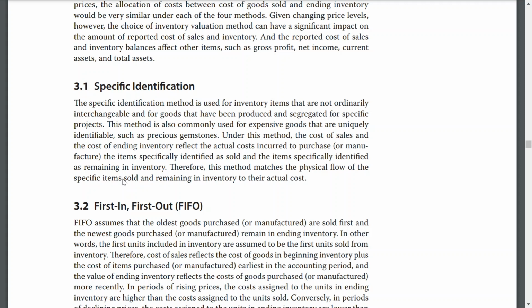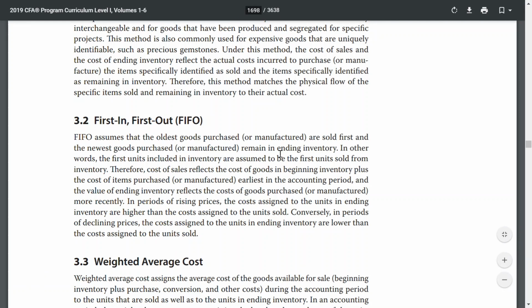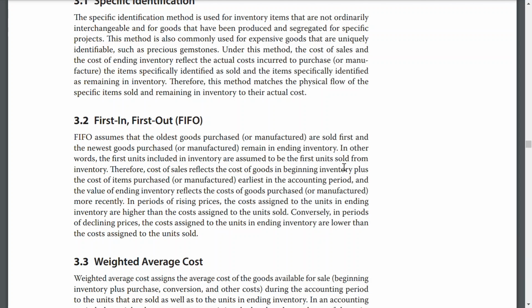Therefore, this method matches the physical flow of the specific items sold and remaining in inventory to the actual cost. First in, first out, the FIFO method. FIFO assumes that the older goods purchased are sold first and the newer goods purchased or manufactured remain in ending inventory. In other words, the first units included in inventory are assumed to be the first units sold from inventory. Therefore, the cost of sales reflects the cost of goods in beginning inventory plus the cost of items purchased or manufactured earliest in the accounting period. The value of the ending inventory reflects the cost of goods purchased or manufactured most recently.